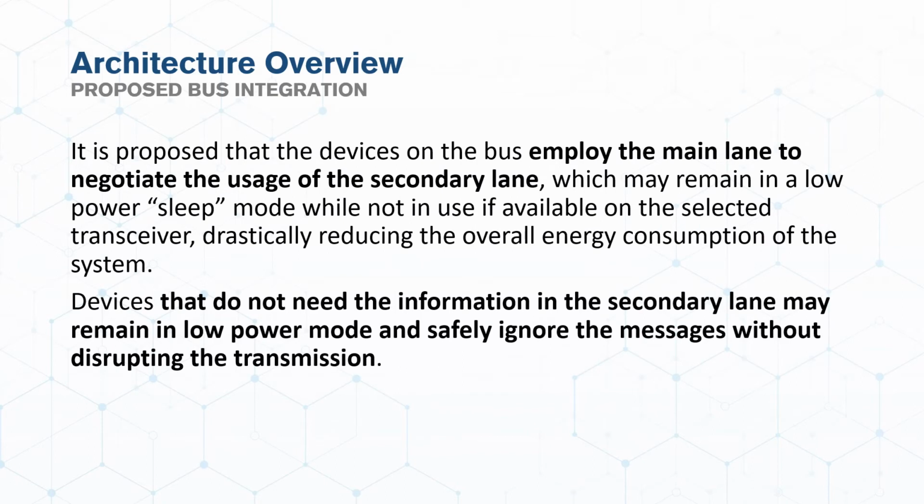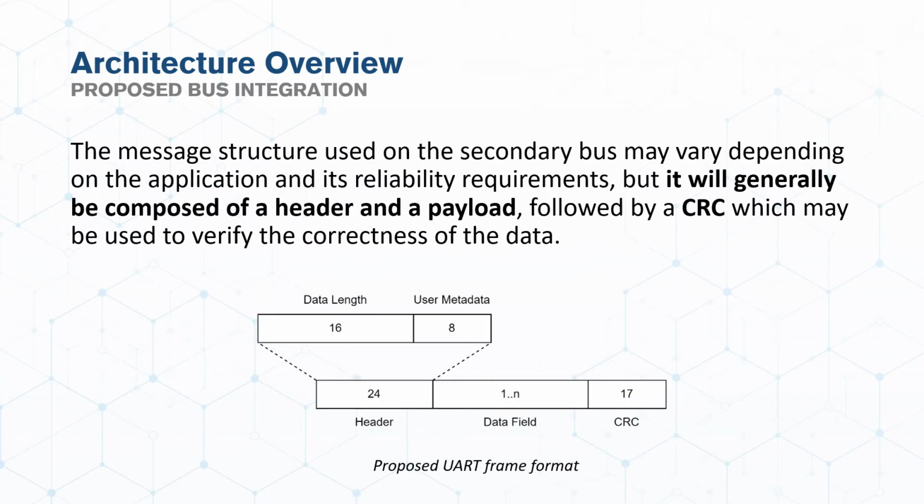For the proposed bus integration, devices on the bus employ the main lane to negotiate the usage of the secondary lane, which may remain in a low-power sleep mode while not in use, if available on the selected transceiver, drastically reducing the overall energy consumption of the system. Devices that do not need information in the secondary lane may remain in low-power mode and safely ignore the messages without disrupting the transmission. The message structure used on the secondary bus may vary depending on the application and its reliability requirements, but it will generally be composed of a header and a payload, followed by a CRC which may be used to verify the correctness of the data.